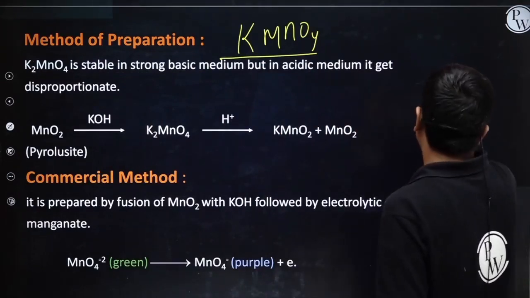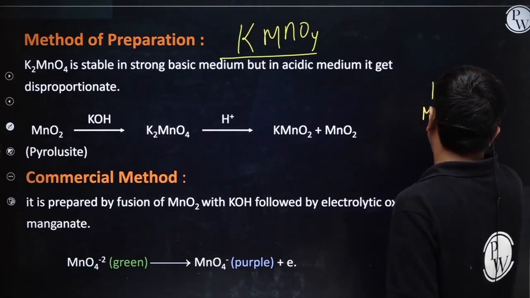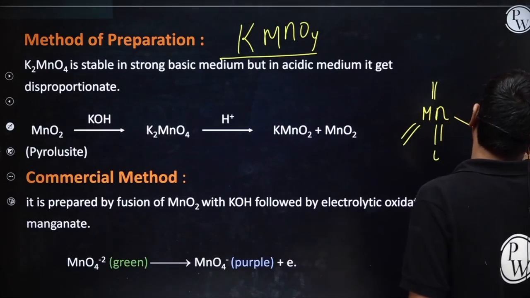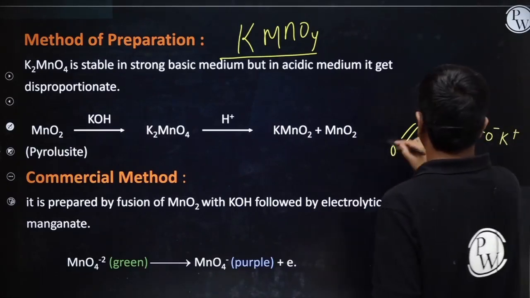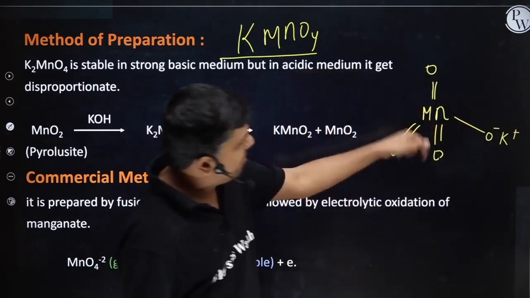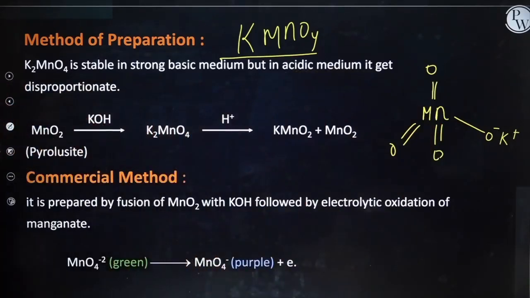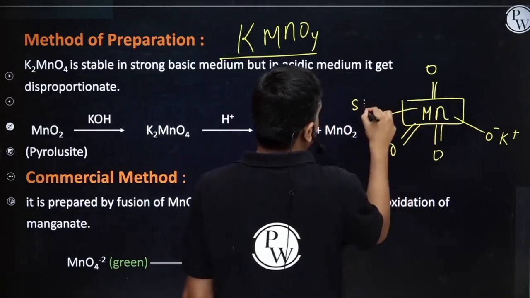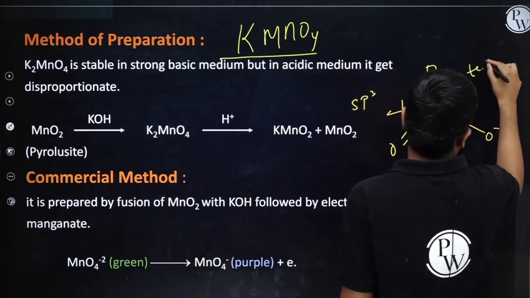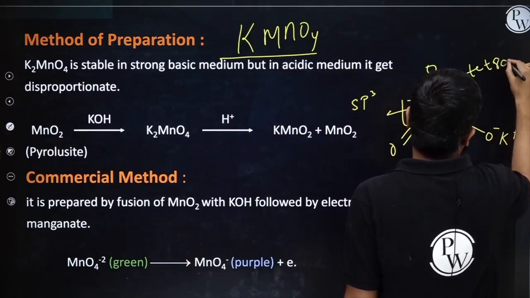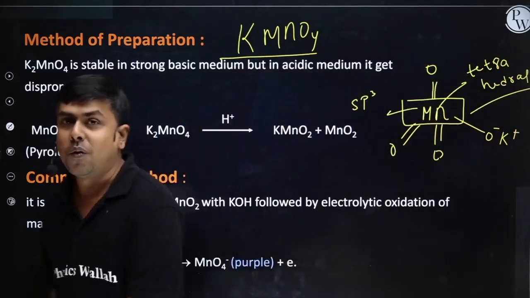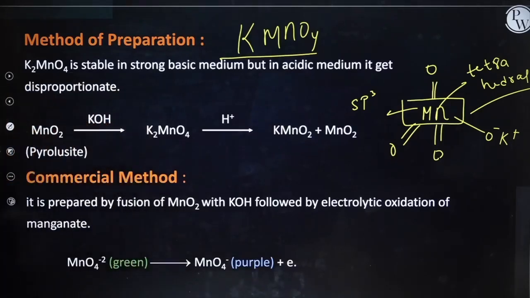Here O-K+, oxygen, manganese in plus 7 oxidation state, right? If I talk about the hybridization, it is sp3, and the geometry is tetrahedral, right, student? Now, how do we synthesize this potassium permanganate?